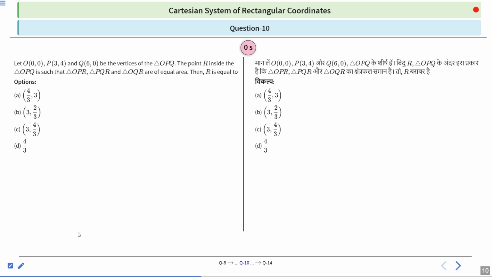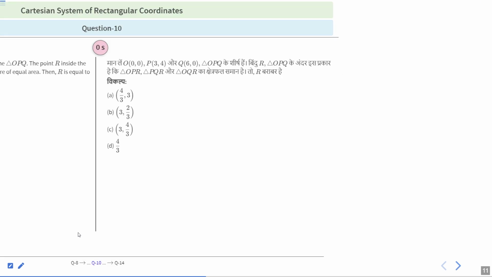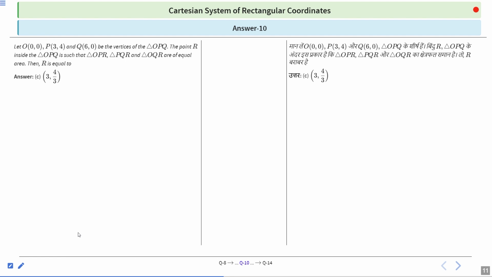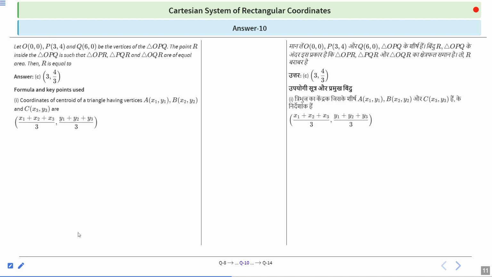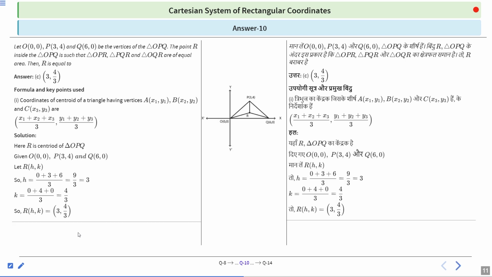Okay, let's move to the solution part. You can see this. The formula and key point we'll use in this question is that the coordinates of the centroid of a triangle having vertices A(x1, y1), B(x2, y2) and C(x3, y3) are ((x1 plus x2 plus x3)/3, (y1 plus y2 plus y3)/3), right? Next, let's see the solution.